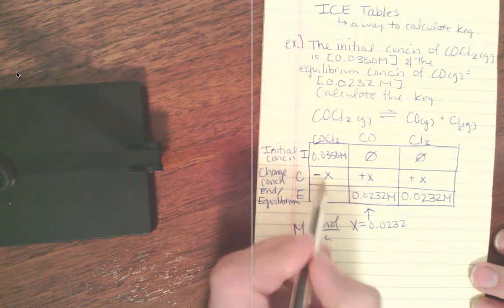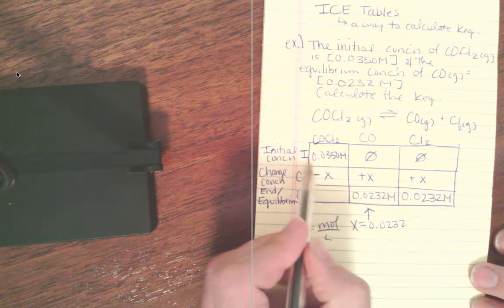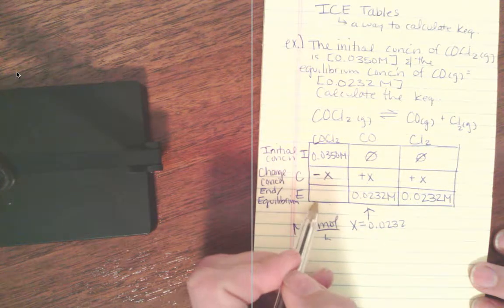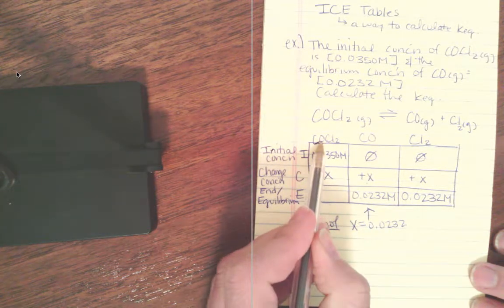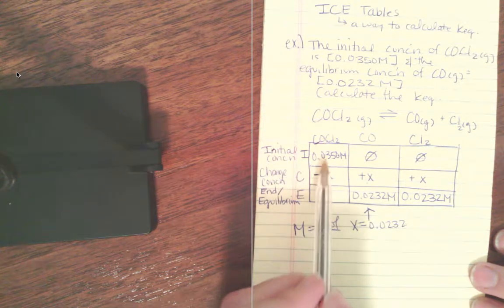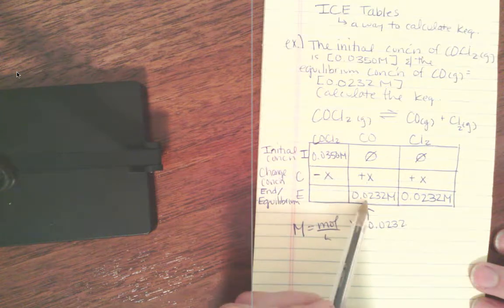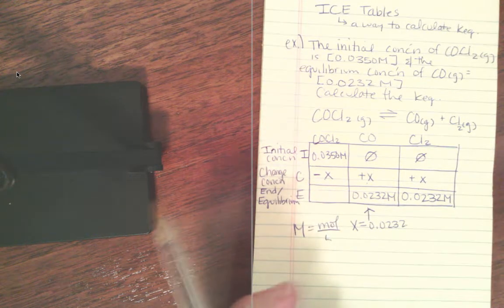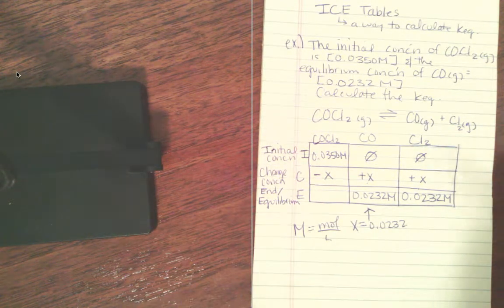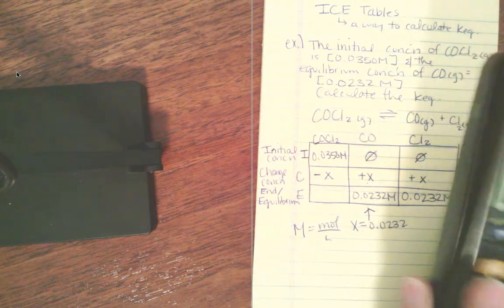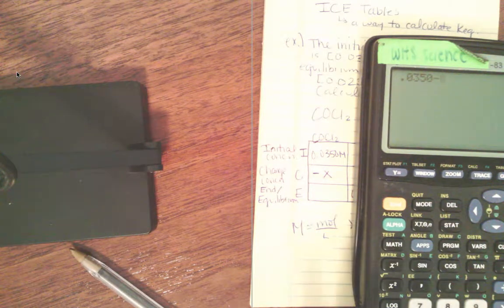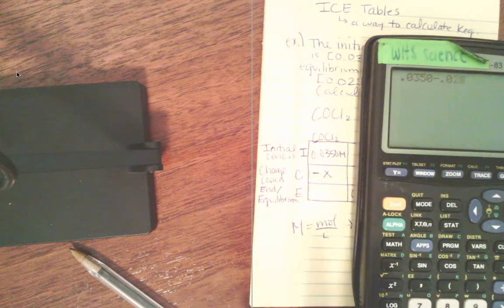All right, so then back over to this column, in order to figure out the equilibrium or ending point concentration of my reactant, I need to take the initial concentration minus the change and then find the end concentration. And so on my calculator, I'm going to take the initial concentration, 0.0350, and subtract 0.0232.